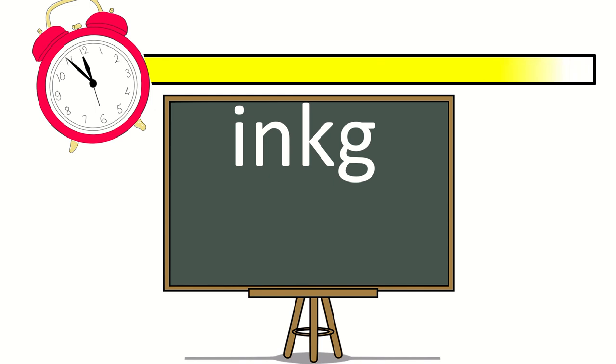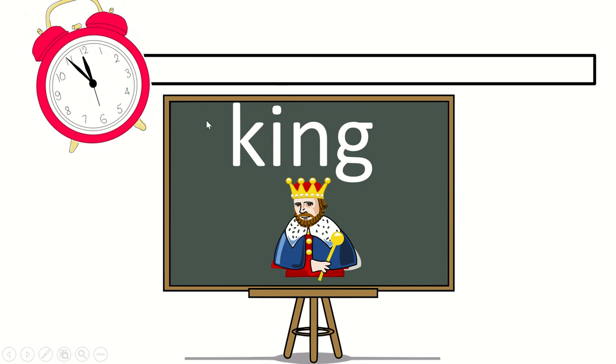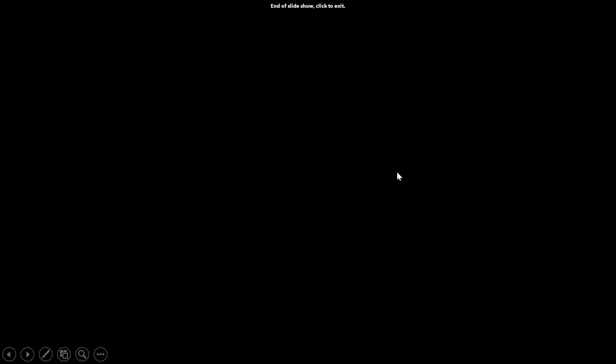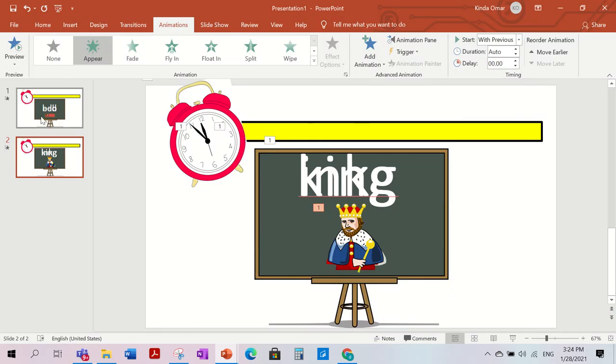Okay, actually, let's do this. 10, 9, 8, 7, 6, 5, 4, 3. Okay, that was too slow. And king. And you just keep doing that all the way down.